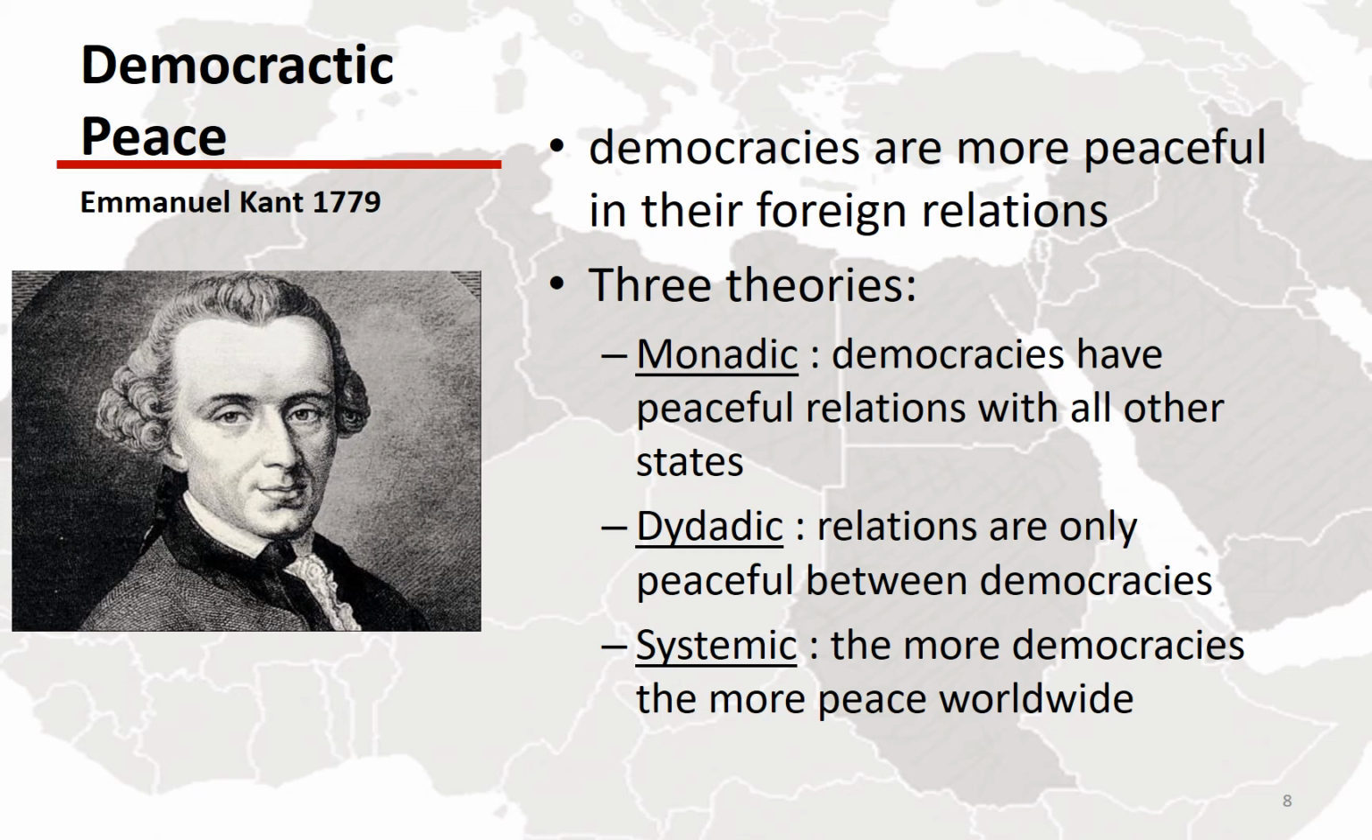That's a dyadic democratic peace theory. So if they're with somebody that's not democratic, then there's more likely to be war. And then others, again, argue that the more democracies there are in a region or the international system, the more peaceful the region or international system will be.